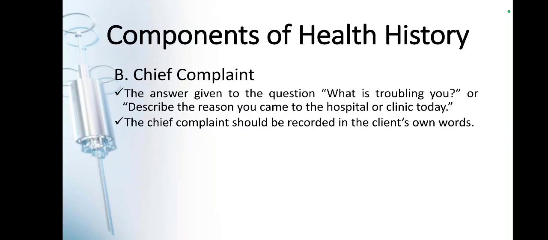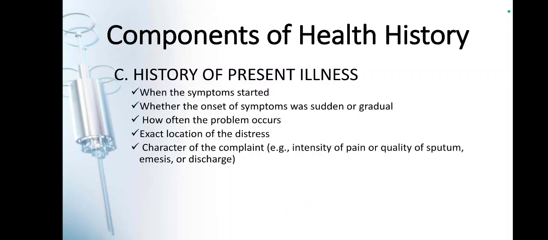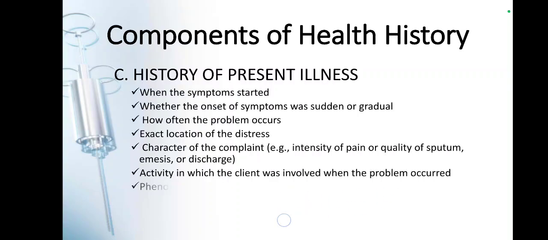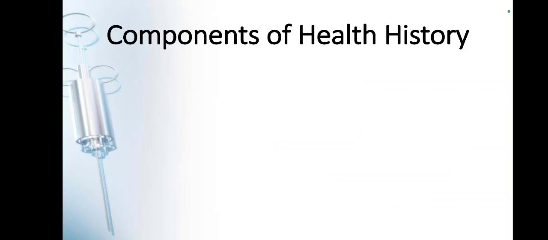So next we have your history of present illness. With this history of present illness, this discusses when the symptoms started, whether the onset of symptoms was sudden or gradual, how often the problem occurs, where is the exact location of the distress, the character of the complaint, the activity in which the client was involved when the problem occurred, the phenomena or symptoms associated with the chief complaint, and factors that aggravate or alleviate the problem of the patient.